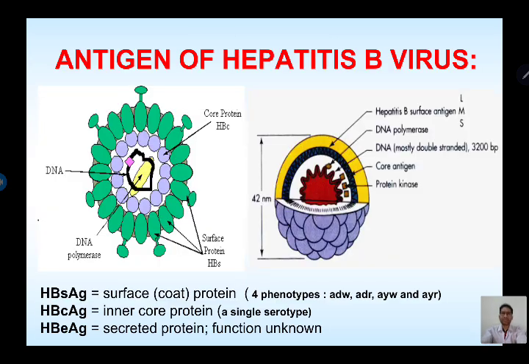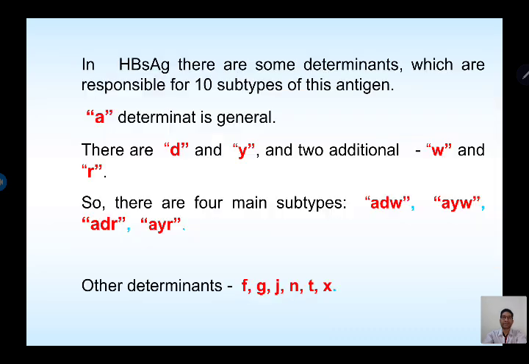The antigens of the hepatitis B virus. Hepatitis B surface antigen is a surface coat protein with four phenotypes. Hepatitis B core antigen is the inner coat protein, with a single serotype. Hepatitis B E antigen is a secreted protein, function unknown. Hepatitis B surface antigen has determinants which are responsible for the 10 subtypes of this antigen.